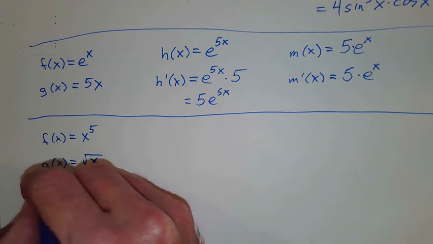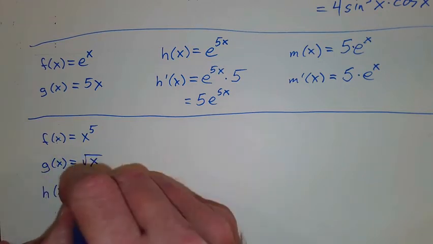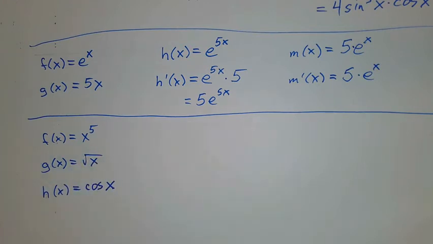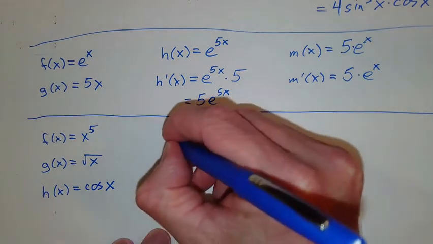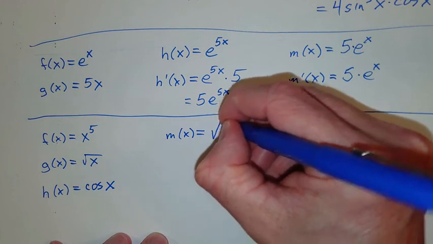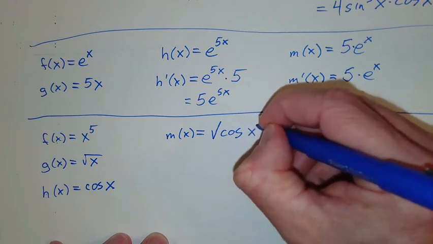And h of x is, I'm trying to think of a different type of function. We've got trig functions, exponential functions. The only exponential we have is e to the x. Let's just go with cosine. We haven't done any derivatives of cosine yet today. So these are my 3 functions, and I'm going to compose them like this. My new function is going to look like this. m of x is the square root of cosine of x to the 5th power.